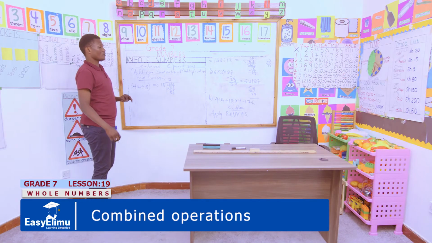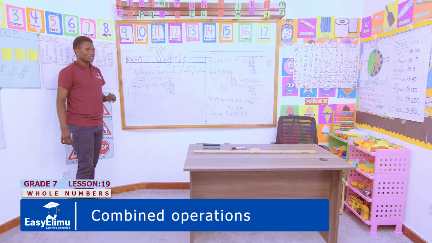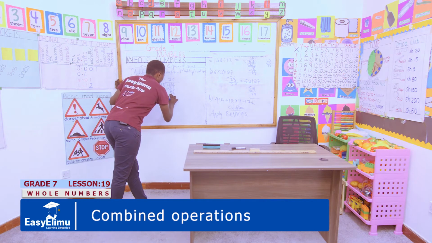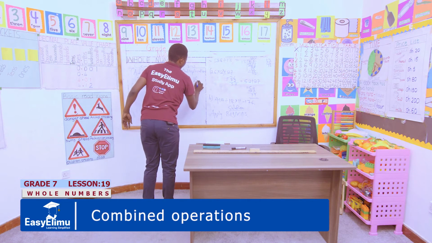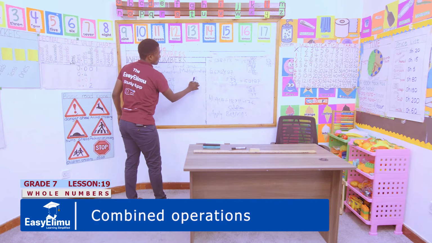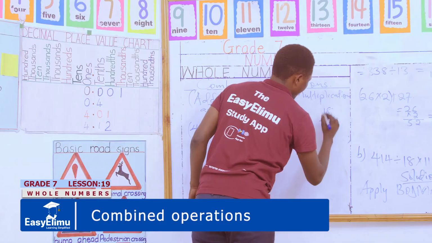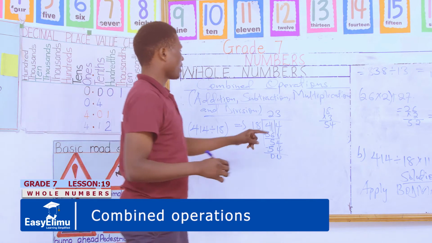18 goes into 54 how many times? Yes, Jeremy? 3 times, correct. That is 3 times, which gives us 54. Someone is doubting. Let us multiply 18 times 3 and see. 18 by 3, that is 24, carry 2. 3 by 1 is 3 plus 2, 54. So we are correct.